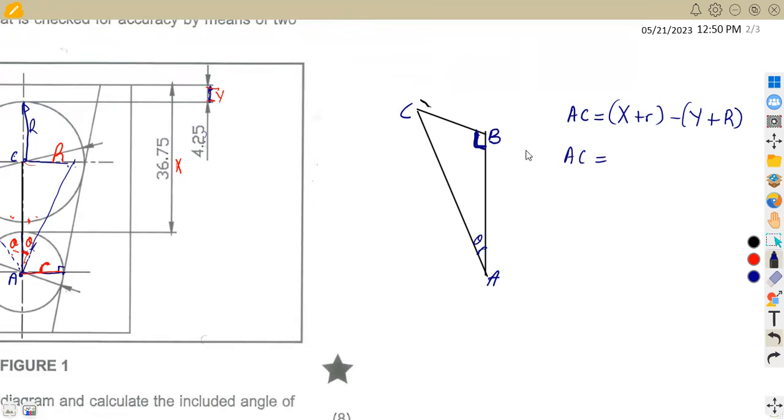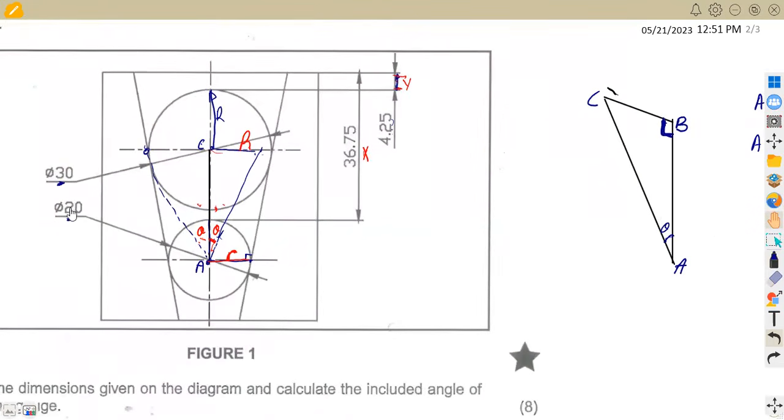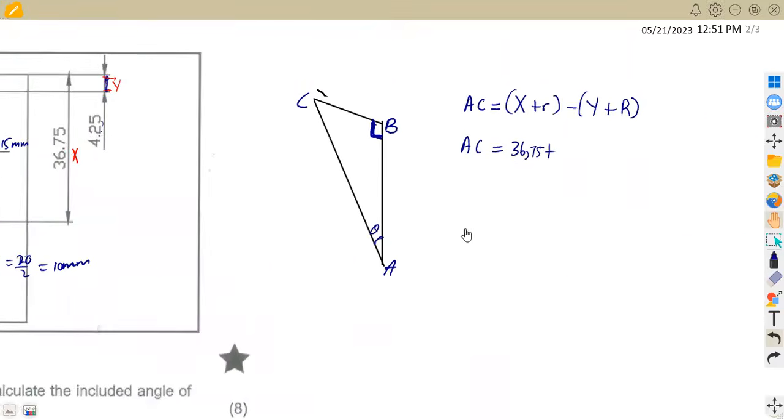Our X, the bigger one, in millimeters, is 36.75, plus the radius of the smaller circle, that is small letter r here. Take note, we are given the diameter of 20 millimeters, meaning our radius here is diameter over 2, that's 20 over 2, which is 10 millimeters. The radius of the bigger one is diameter over 2, so it's 30 divided by 2, which is 15 millimeters. So this is what you're going to have here.